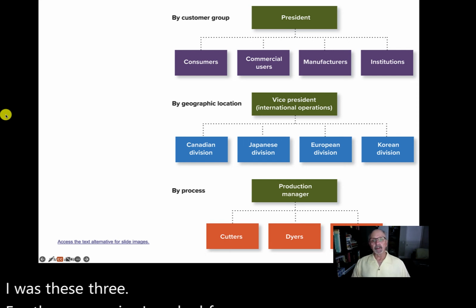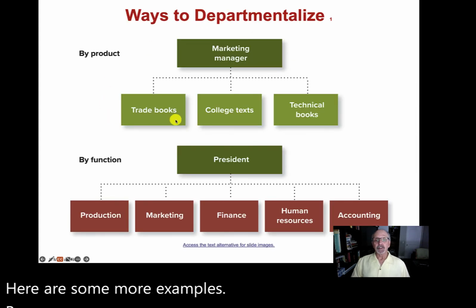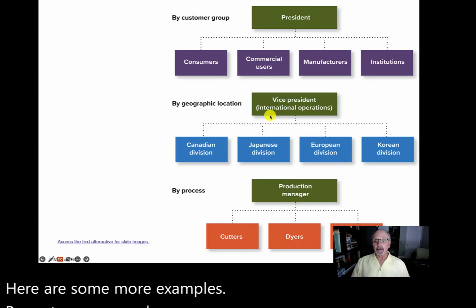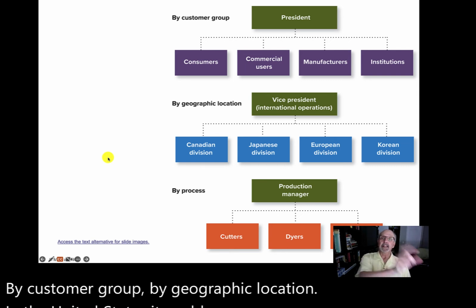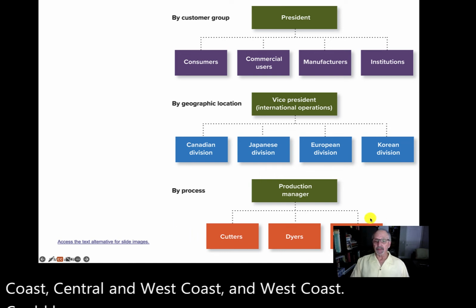Here are some more examples. By customer group, by geographic location. In the United States, it could be East Coast, West Coast, or East Coast, Central, and West Coast. Could be by process, if it's a manufacturing company.